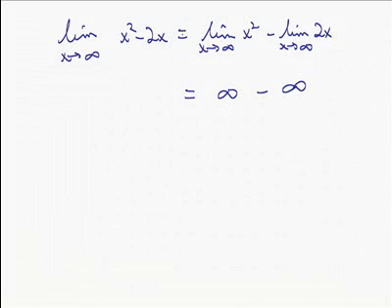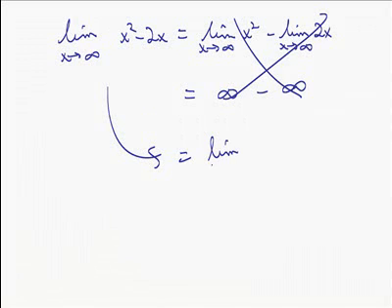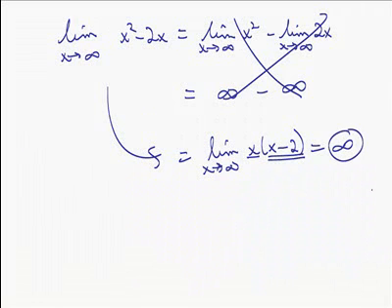So what we would say in this case is that this is equal to the limit as x goes to infinity of x times the quantity x minus 2. And this is going to be a very big number times a very big number, which is going to be a very big number. So we could say it heads off to infinity for that reason, because x heads off to infinity, times x minus 2, which also heads off to infinity. So their product heads off to infinity.